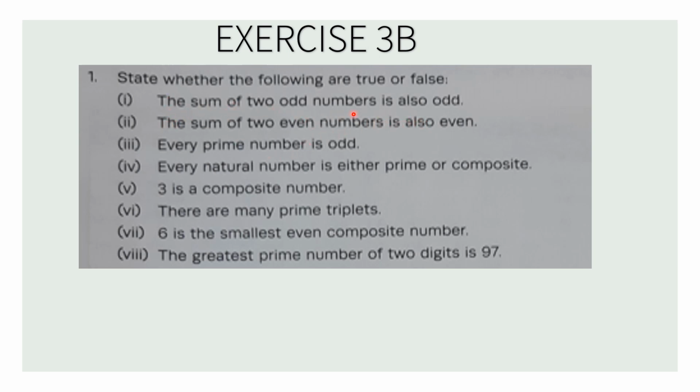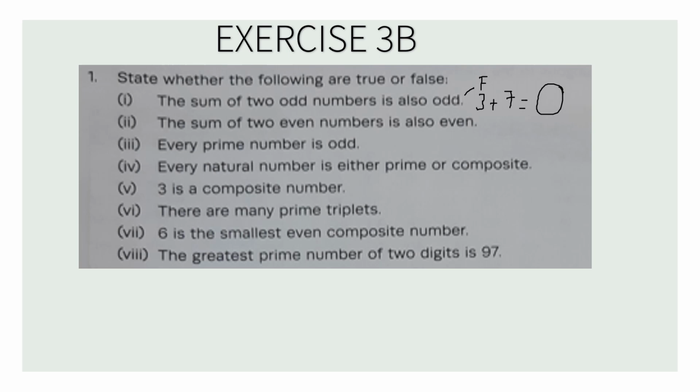The sum of two odd numbers is also odd. Let's take two odd numbers. For example, I have 3 and another odd number is 7. When I add this, I will get 10. So that means this statement is false because it was saying the sum of two odd numbers is also odd, which is false. The sum of two odd numbers is even. Even numbers are those numbers that are divisible by 2, and odd numbers are those numbers that are not divisible by 2, right?